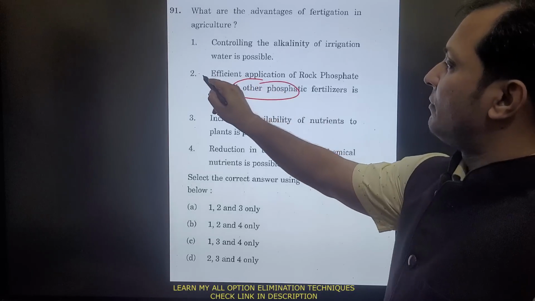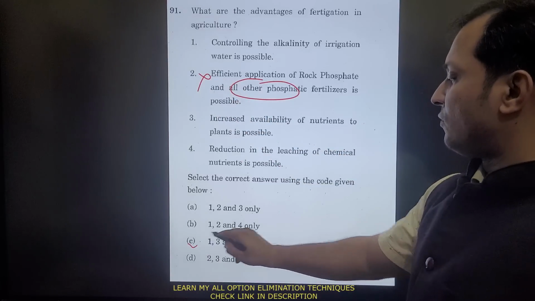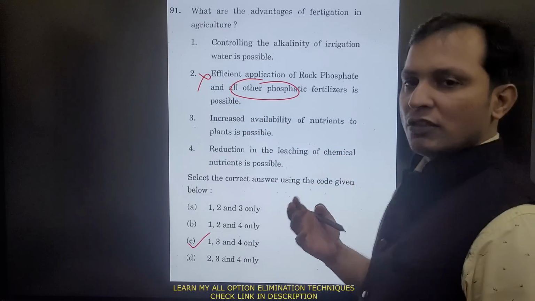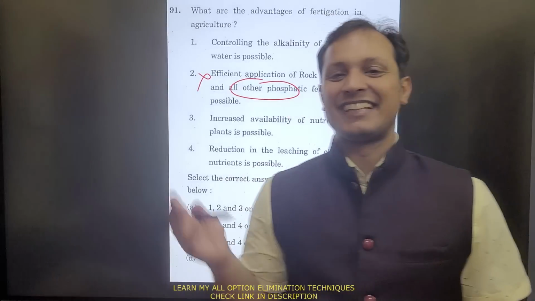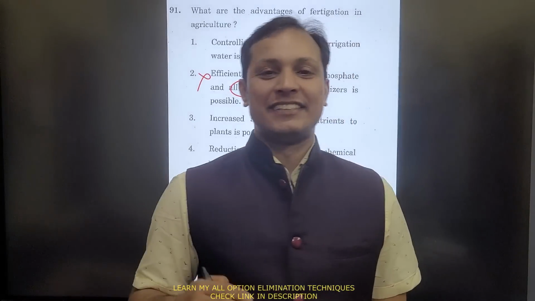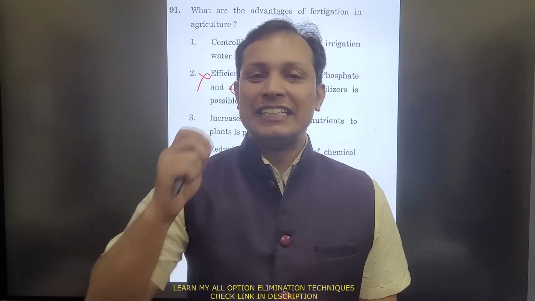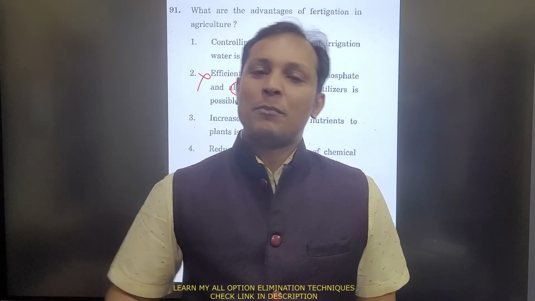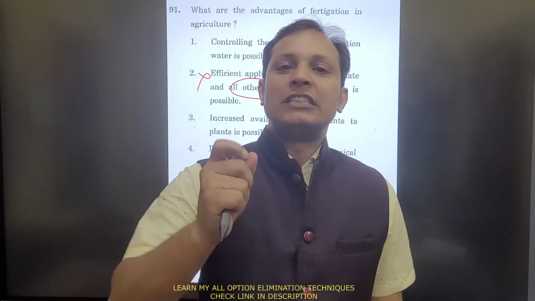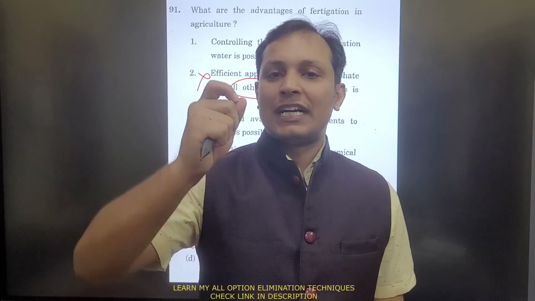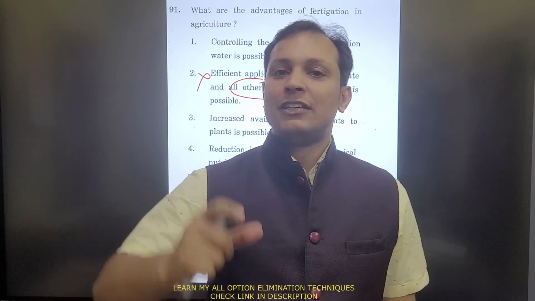So this statement can be eliminated and we get the answer 1, 3 and 4. Where is the knowledge of fertigation required here? Just think. If you master my technique of option elimination, you can easily crack the prelims examination. But the problem is no one in India teaches you exactly how to scientifically apply all the techniques together.